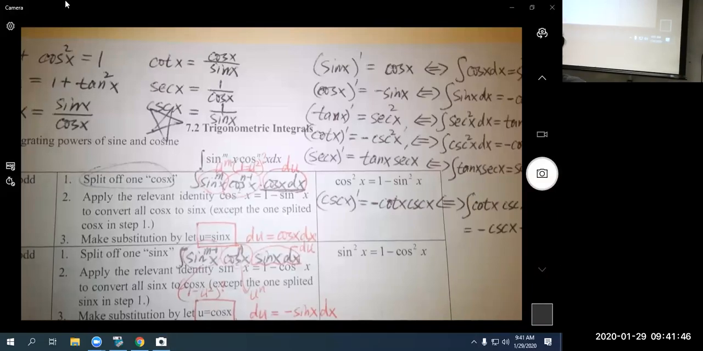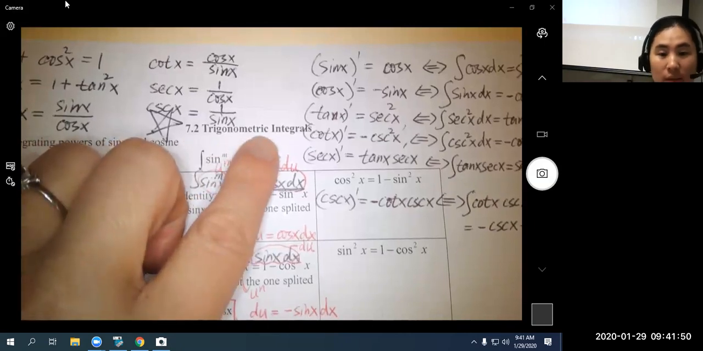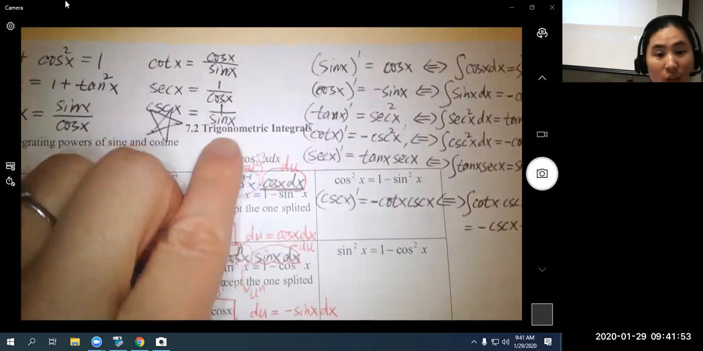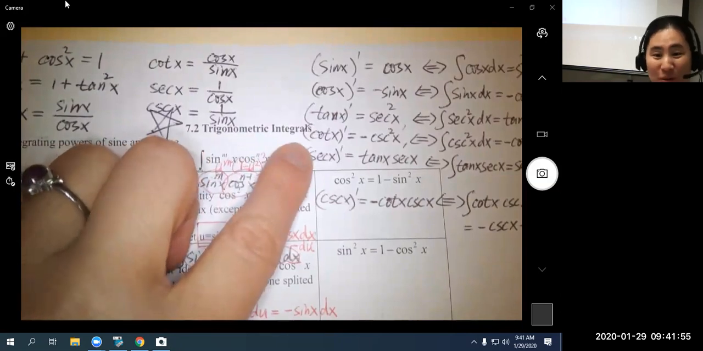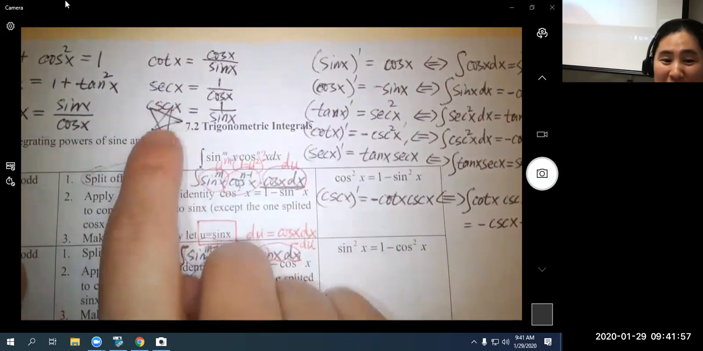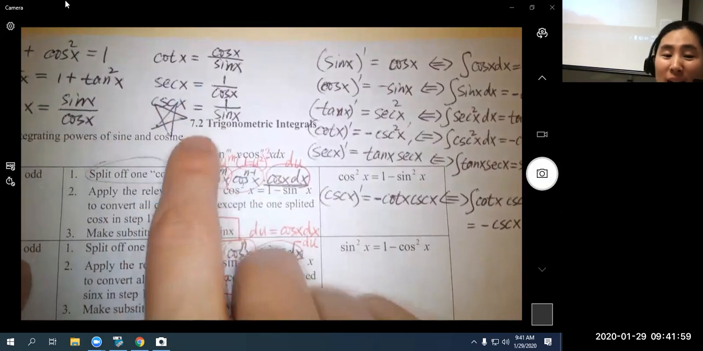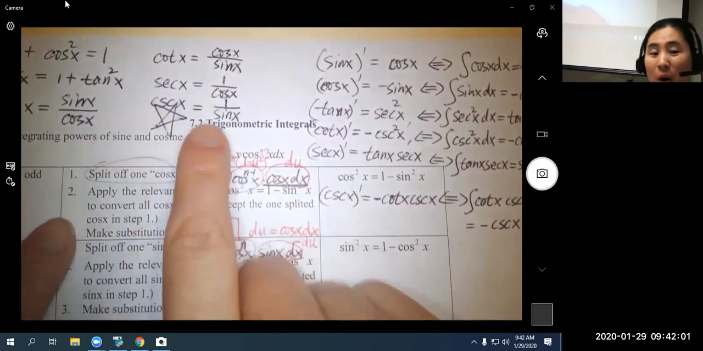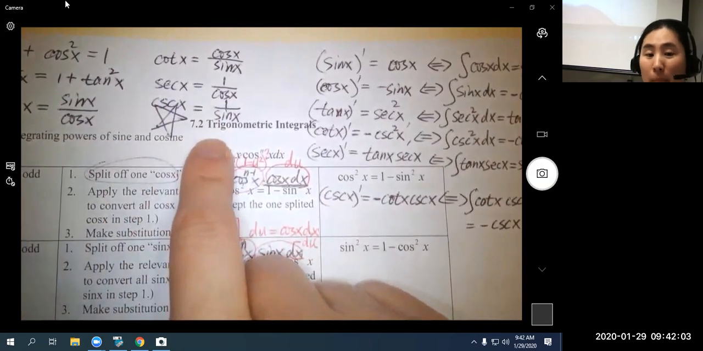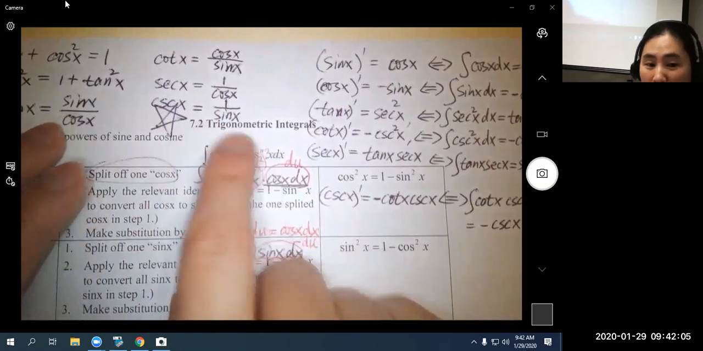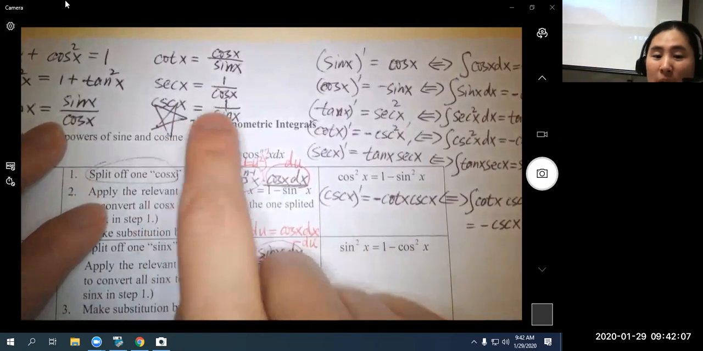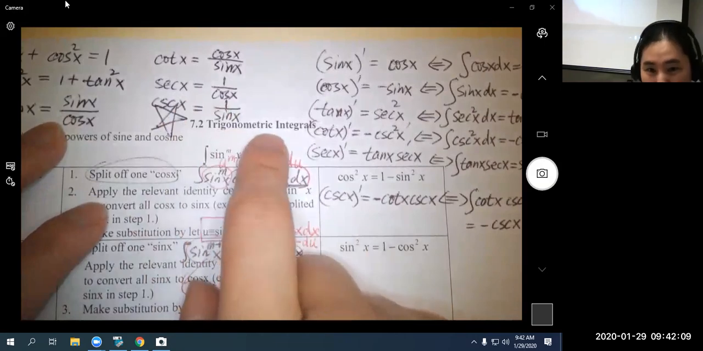Okay, so section 7.2, trigonometric integrals. This section, I told you guys, is an important section. The entire chapter 7 is important because we will learn different kinds of methods for how to do integrals. So this section involves what? Trig functions.